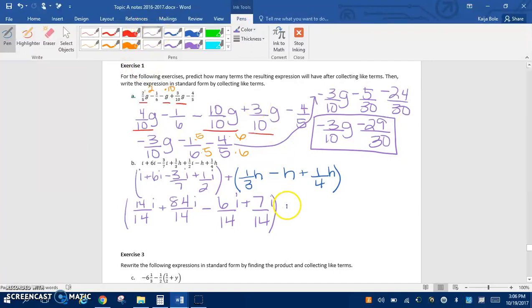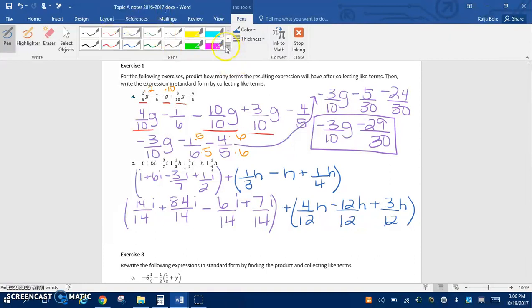Now we do the H's. Plus, so here our common denominator is going to have to be 12. So we would end up with 3, oh, not 3. We would end up with 4/12 H minus 12/12 H plus 3/12 H. Okay, so we have all our common denominators. Now we just need to combine our like terms.